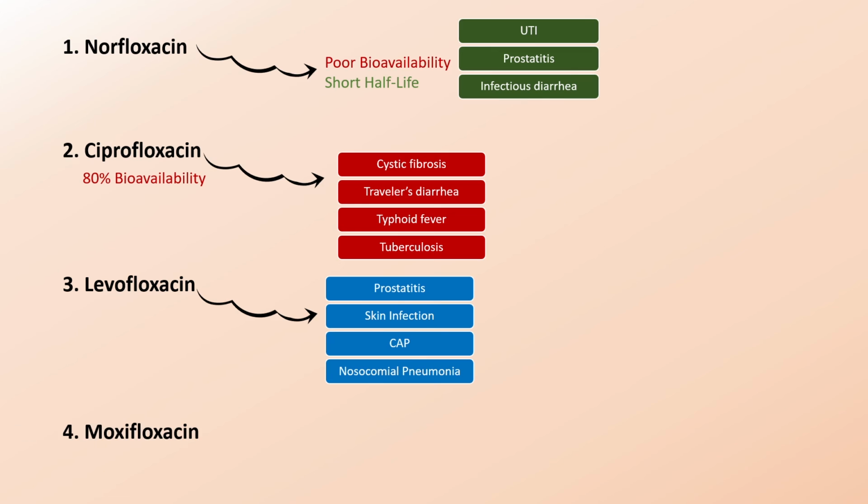Now, talking about moxifloxacin, which is also a type of fluoroquinolone, it has not only enhanced activity against gram-positive organisms, for example, Streptococcus pneumonia, but it also has excellent activity against many anaerobes, although resistance has been reported in Bacteroides fragilis. It has poor activity against Pseudomonas aeruginosa. Moxifloxacin does not concentrate in the urine, so it is not indicated for the treatment of urinary tract infections.